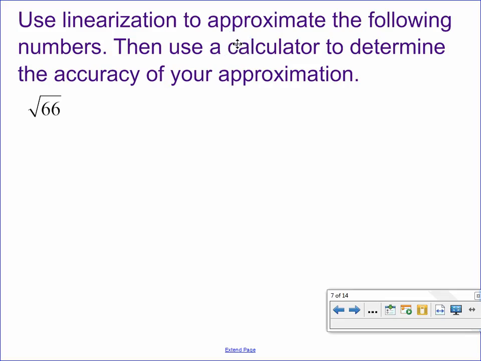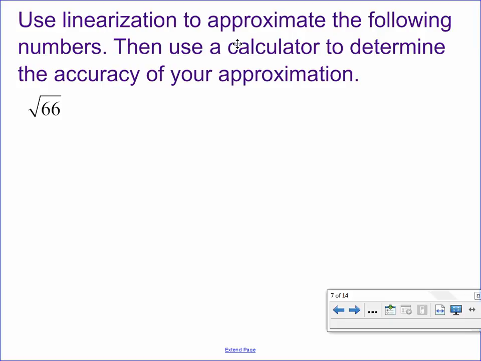Well, let's go ahead and see how we approximated square roots or cube roots and radicals prior to calculator technology. In fact, we did that with derivatives. Historically, it was the other way around. We would use calculus to approximate these values before we had the prevalence of calculators and technology. So let's go ahead and use linearization to approximate the following numbers, and let's see how close we get.